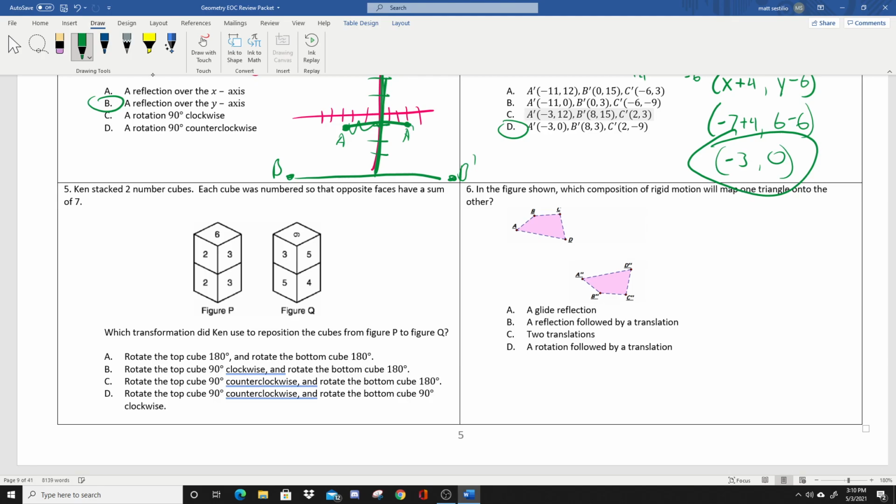So each cube was numbered so that opposite faces have a sum of 7. So that means 2, and whenever the number is over here, which should be 5, right? I have to add up to 7, like 3, whatever the number is over here we can't see should be 4. So it says, which transformation did Ken use to reposition the cubes from figure P to figure Q?